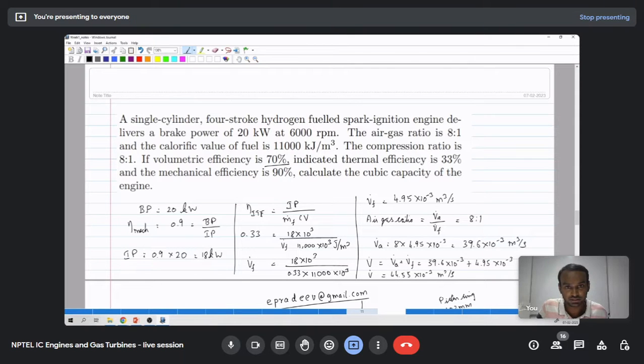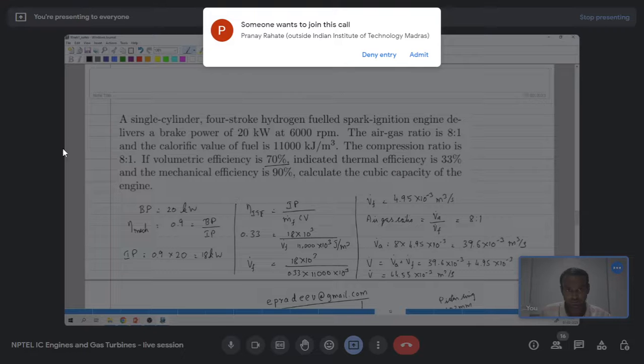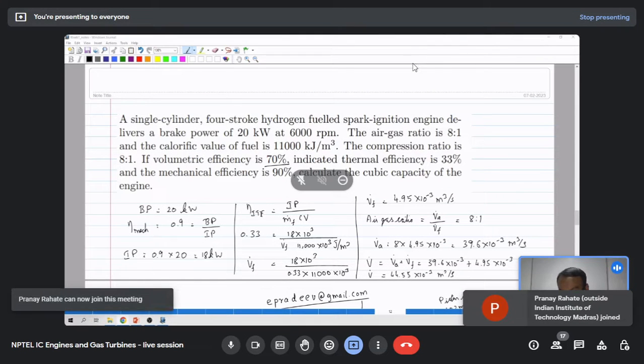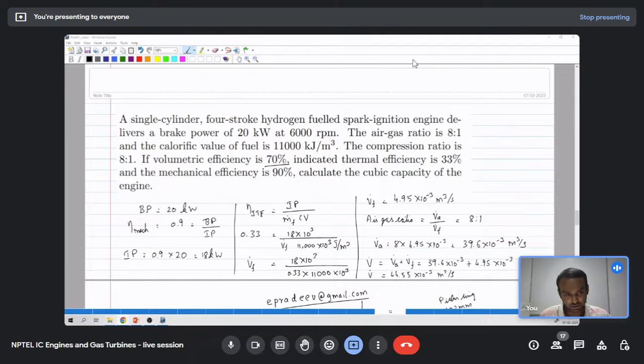Okay, I will quickly go through this. We are given a single cylinder four stroke engine which runs with hydrogen in spark ignition mode and delivers a brake power of 20 kilowatt at 6000 rpm. The air gas ratio is 8 to 1 and the calorific value is 11,000 kilojoules per meter cube. The compression ratio is 8 to 1 again. The volumetric efficiency is 70%, indicated thermal efficiency is 33%, and mechanical efficiency is 90%. We have to calculate the cubic capacity of the engine.